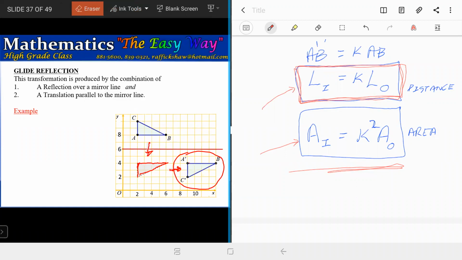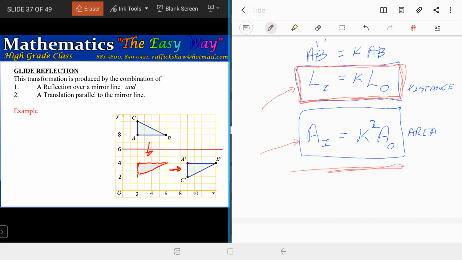A glide reflection. And that's it. I don't need to do anymore. The only thing is that they might ask you to describe it. So you're going to describe it, you have to describe each part. You have to describe the translation part and the reflection part. But it doesn't matter which one first.